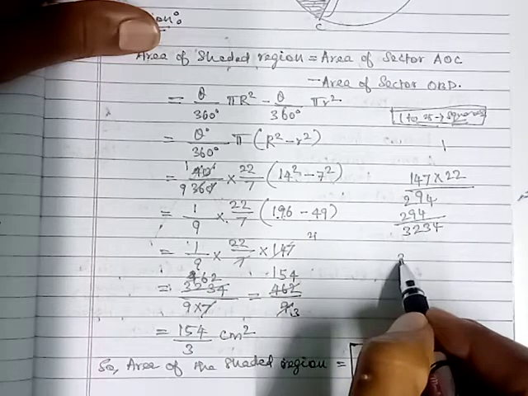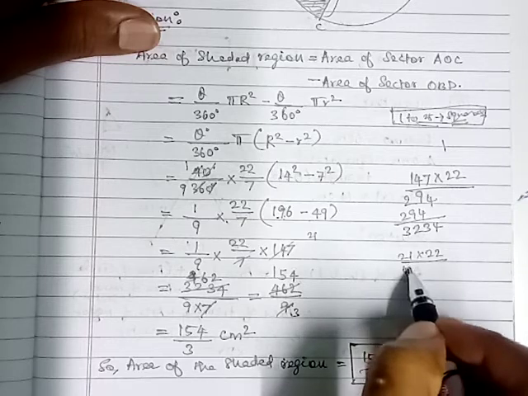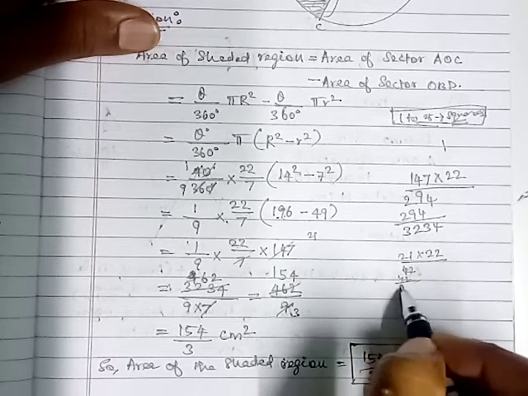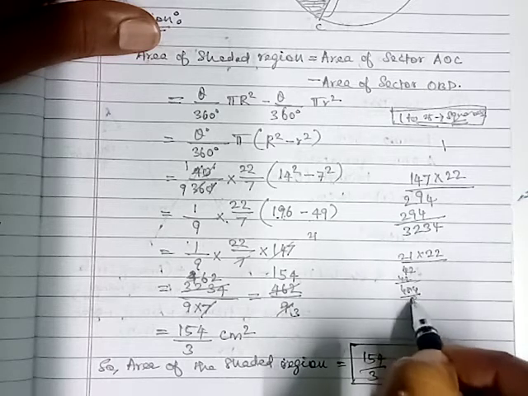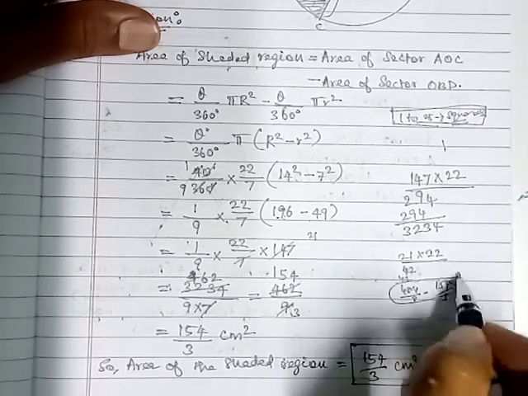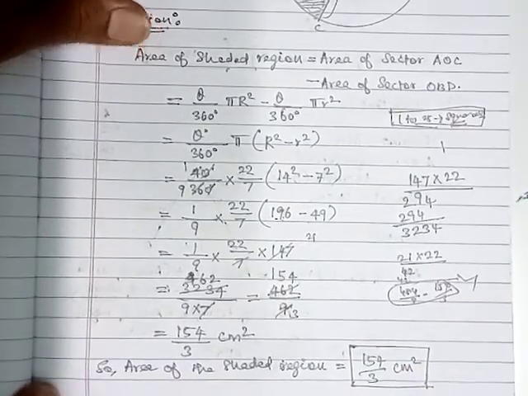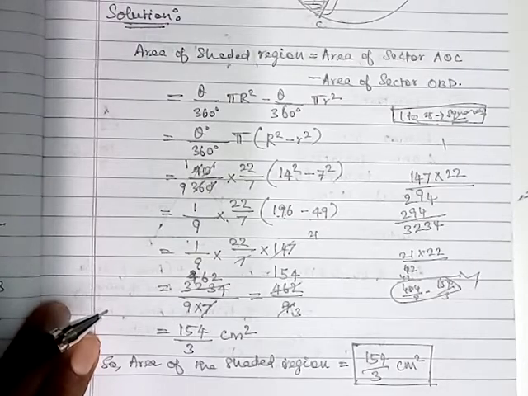So 21 into 22, that is 462, right? So 462 by 9 you will get 154 by 3. Answer: 154 by 3 centimeter squared is the area of the shaded region.